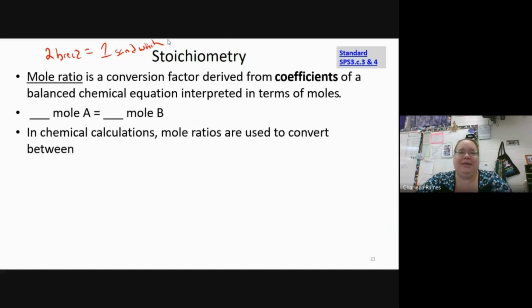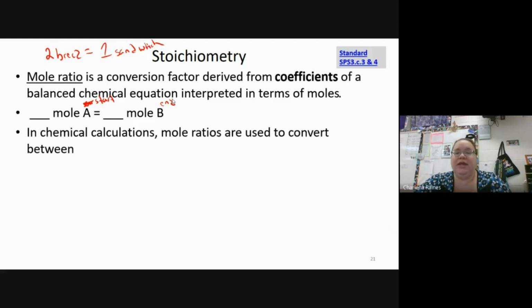Now I use A and B. A indicates whatever you're starting with, and B represents what you're ending with. If you prefer, replace those variables with words to remind you that you have to take into account the moles of the substance you start with and the moles of the substance that you end with.